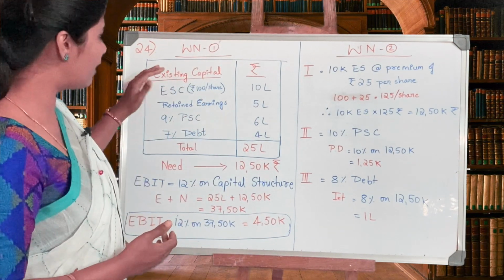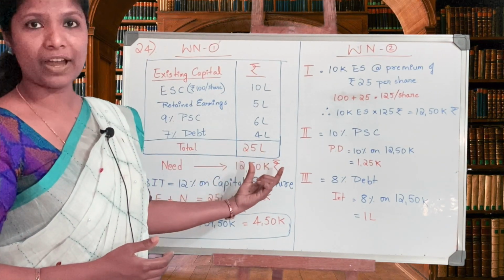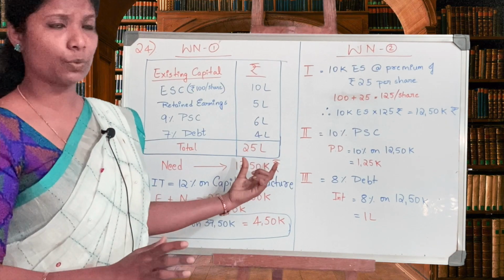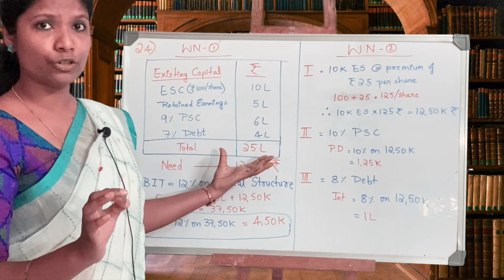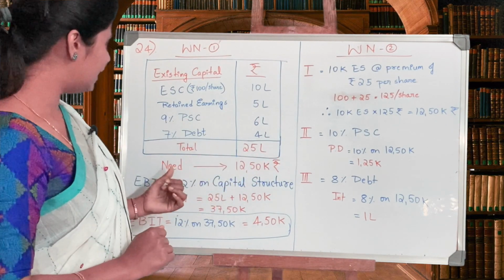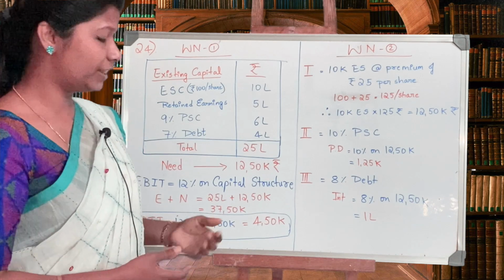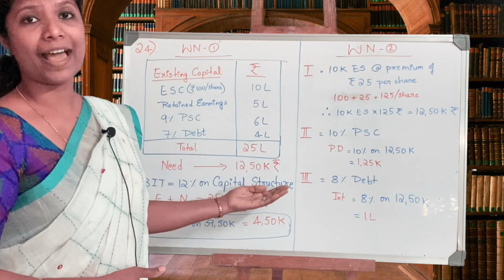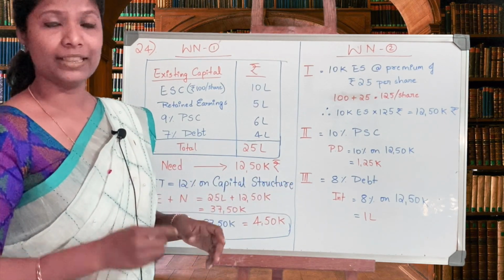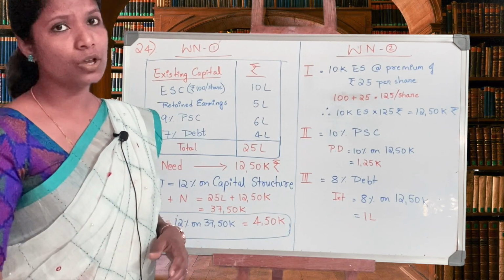So I have written all the existing capital, which sums up to a total of 25 lakh rupees, just as given in the question. 25 lakh rupees is the existing capital. Next, how much extra capital does the company require? The needed capital is 12 lakh 50,000 rupees. The needed capital of the company is 12 lakh 50,000 rupees.